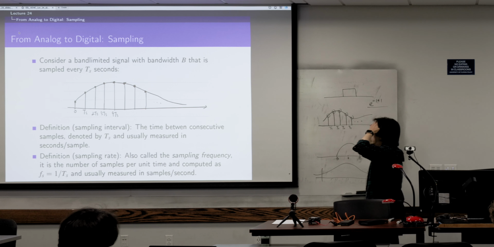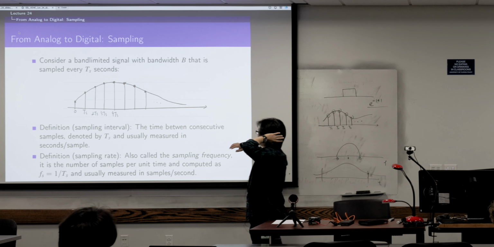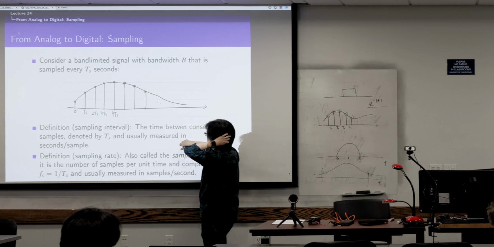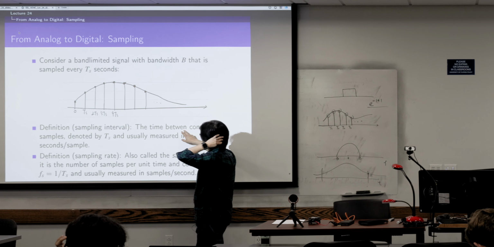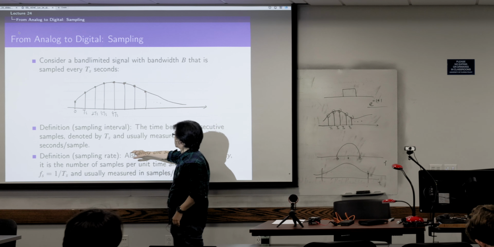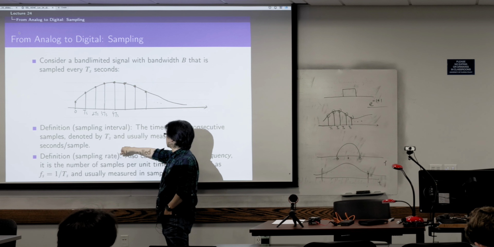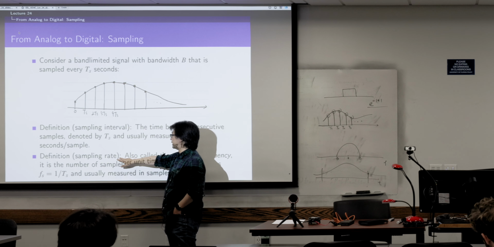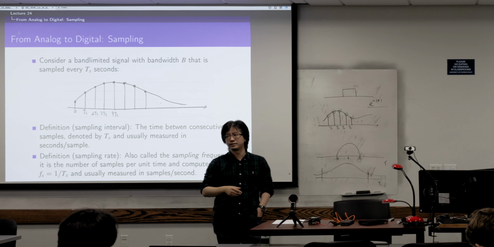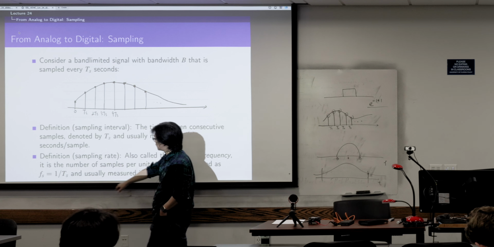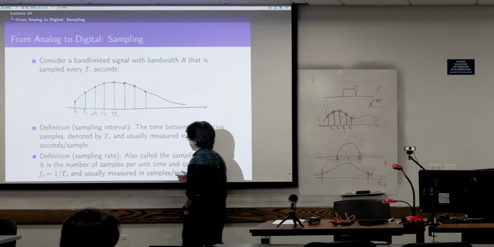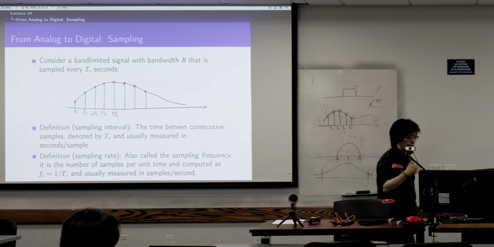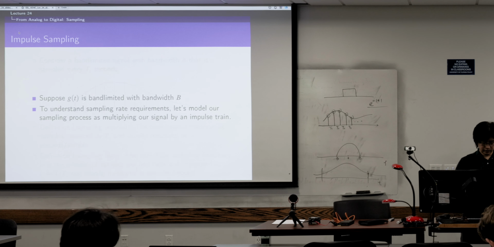Now some formal definitions about sampling interval, sampling rate, and so on. This is the signal we talk about. The sampling interval is the time between consecutive samples, denoted by TS. S means sample or sampling, and it's usually measured in seconds per sample. And the sampling rate means how fast you sample the signal. It's nothing but 1 over TS, denoted by Fs, and it's measured in samples per second.